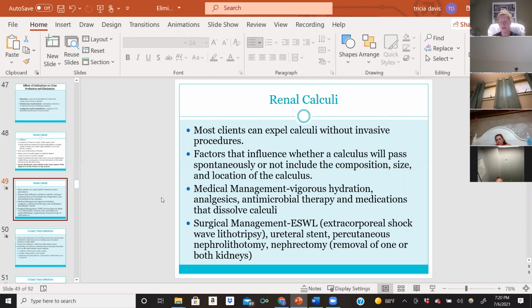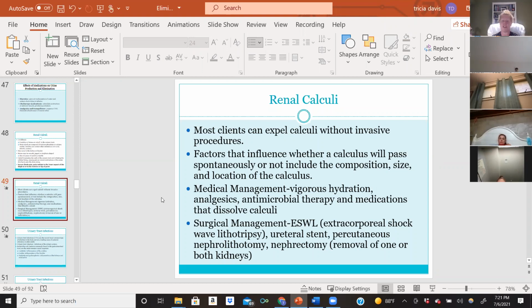If those medical management interventions do not work, then we have to look at possible surgical management. So we can do something called an ESWL, which is an extracorporeal shock wave lithotripsy, where they send a lot of waves at the kidney or wherever the kidney stone is to try and shake it and break it apart into pieces so that the patient can easily pass the small pieces. Sometimes that's not an option.